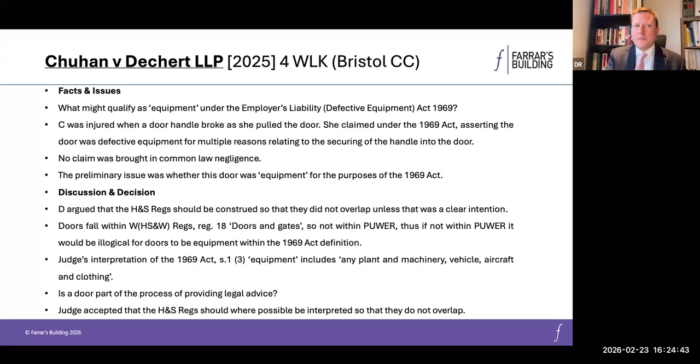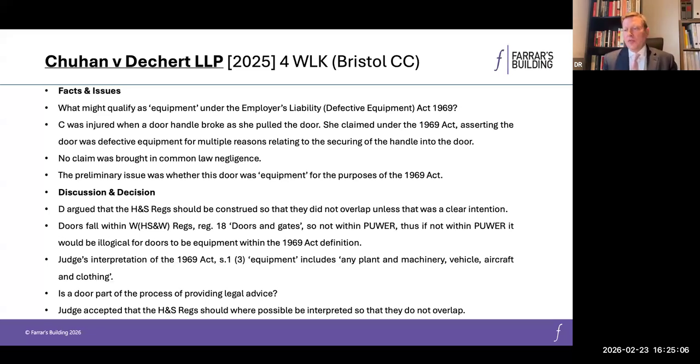So let's move now to recent decisions in specific practice areas. And firstly, a case in relation to employers' liability, Chuhan and Dechert. The claim concerned the statutory duty under the Employers' Liability Defective Equipment Act of 1969.